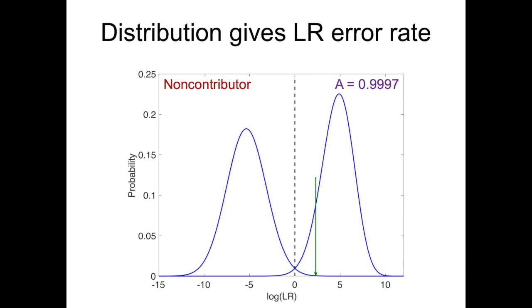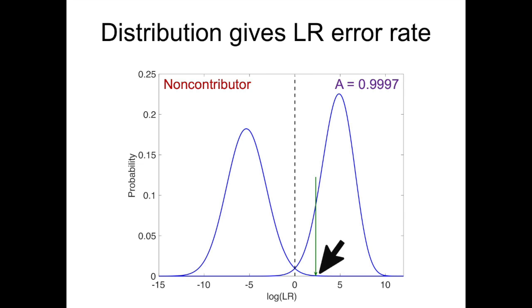All these pictures were just generated in the TrueAllele distribution interface, which makes it a lot faster to prepare for court and presentations and papers. We just take them off the interface. What's the separation between the non-contributor and the contributor distribution? 99.97% is the accuracy. It's pretty good accuracy as a classifier.